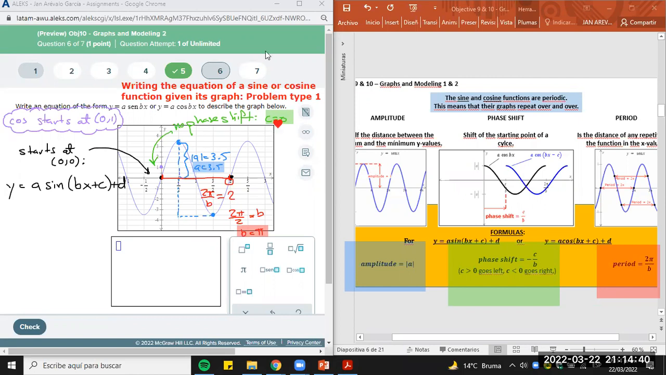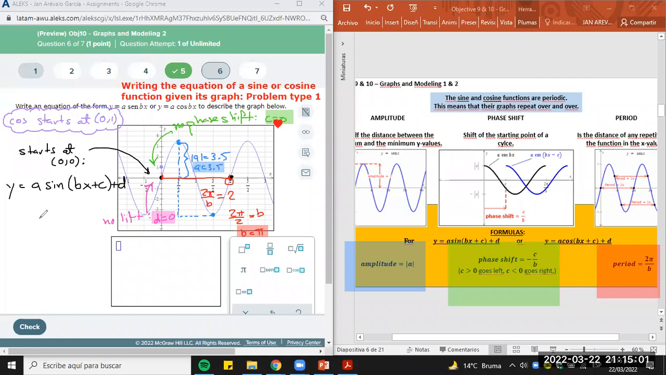And the other thing that I can tell you is that there is no lift. That means that d equals 0 too. So you will only have things multiplying, not adding anywhere.